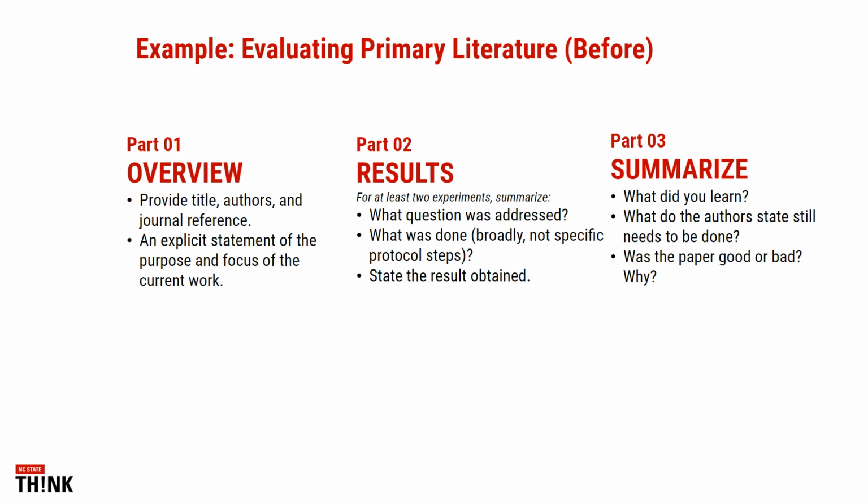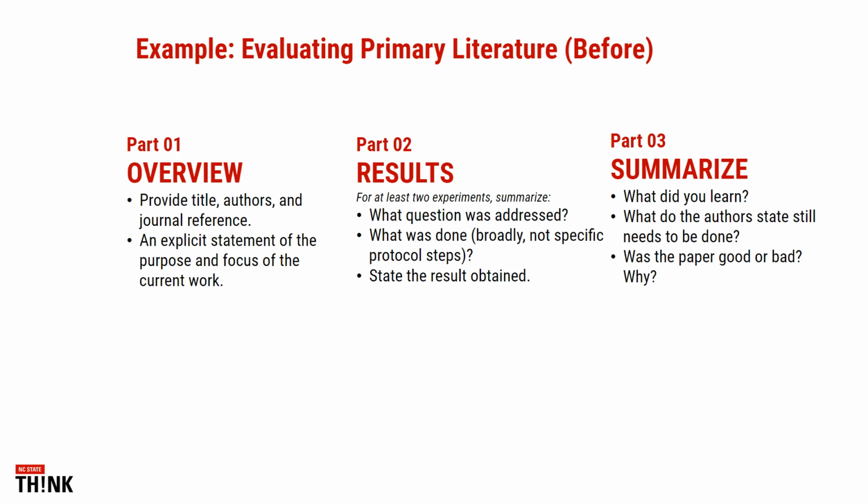Students were presented with a source of primary literature to read. In part 1, students were asked to write down a basic overview of the work, including providing the title, authors, and journal reference, and an explicit statement of the purpose and focus of the work. In other words, they were asked to put the work in context and state what the authors were trying to prove, disprove, or find out.